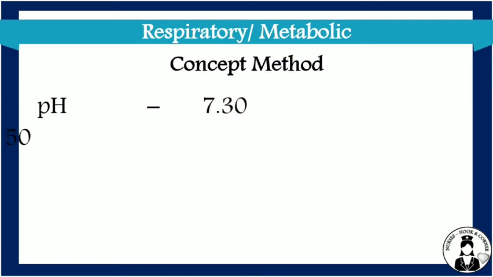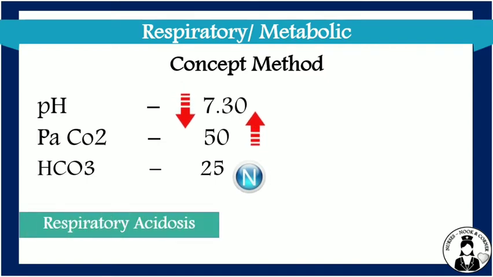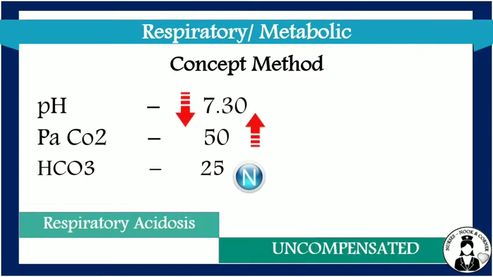pH is 7.30, PaCO2 is 50 and HCO3 is 25. Here PaCO2 is increased, therefore excess acid is present in the blood. pH is 7.30 and the condition is respiratory acidosis, and bicarbonate is normal, hence it is uncompensated respiratory acidosis.